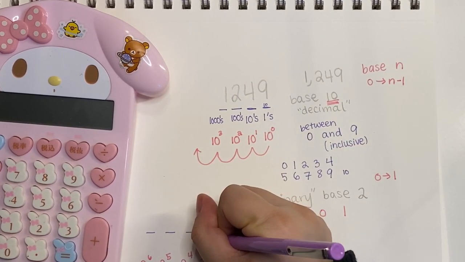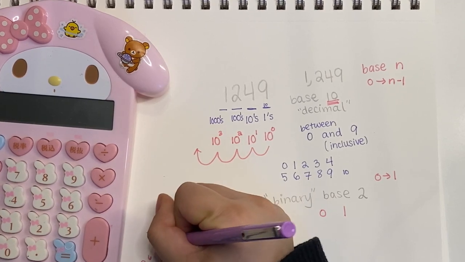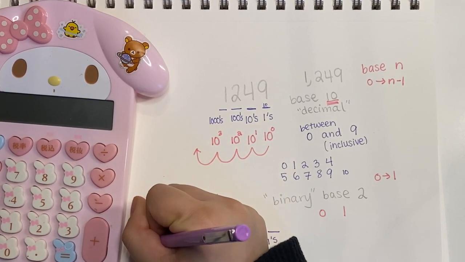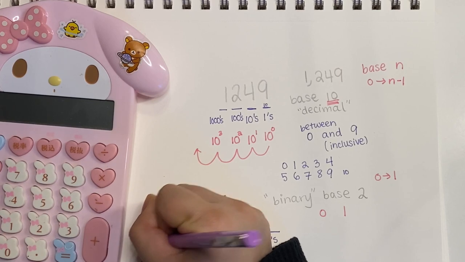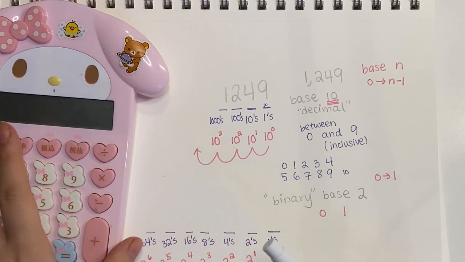So 16's place, 32's, 64's, 128, etc., etc. Just multiplying by 2 each time.